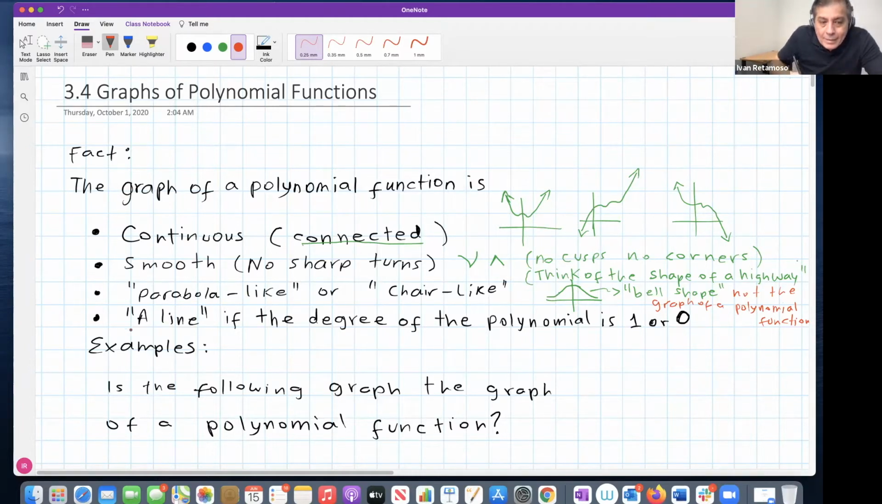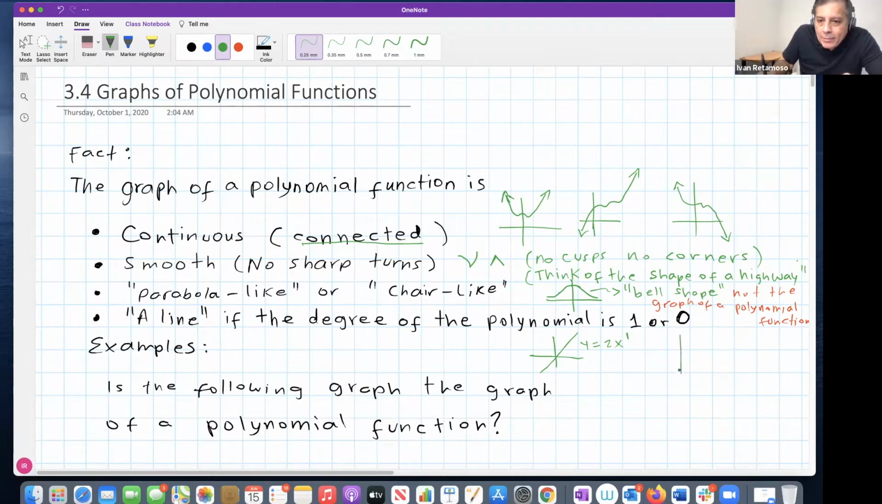Now, exceptions. It could be a line if the degree of the function is 1 or 0. You know that if you are dealing with a linear function, a function of degree 1, let's say y equal to x, of course, you're going to get something like this, right? y equal to x. This is a polynomial of degree 1. Because of that, you're getting a line. But if the degree is greater than 1, you will get either parabola-like or chair-like.